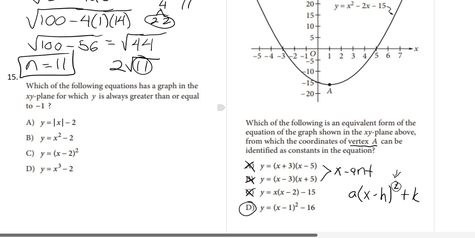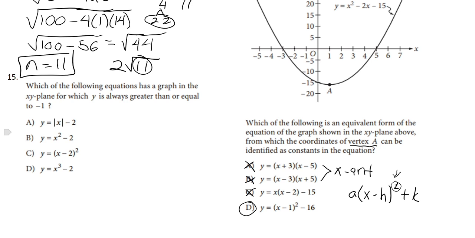For number 15, we have which of the following equations has a graph in the xy plane for which y is always greater than or equal to -1. So which one of these has a minimum value that is greater than or equal to -1? What we're going to do in order to figure out what the answer is here is we're going to plug in x equals 0 into each of the answer choices.